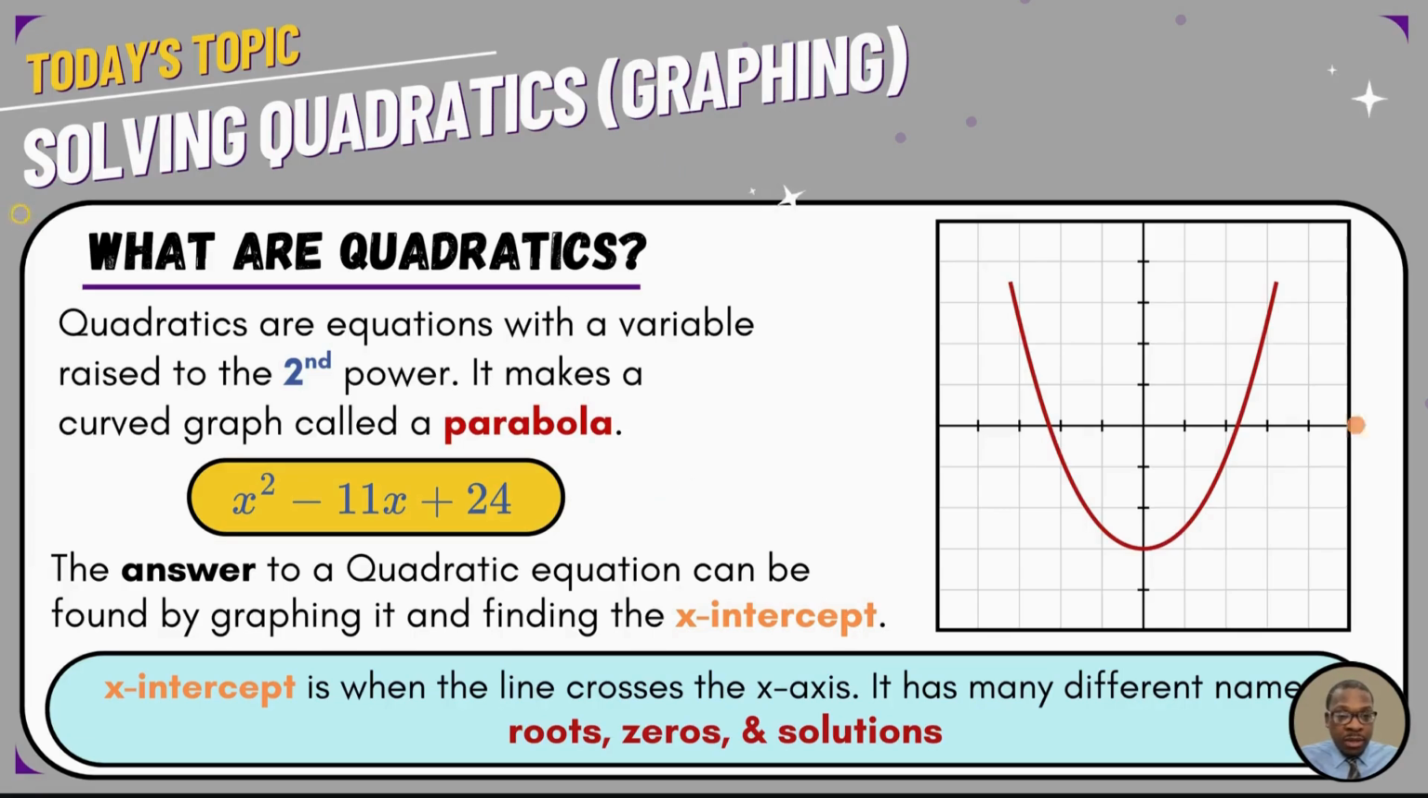Now, when we look at this parabola, we can see our parabola has an x-intercept here and an x-intercept here. Parabolas can cross twice, they can cross once, and they cannot cross at all. The answer or the solution to a quadratic problem is where the parabola crosses the x-axis. They're known as the x-intercepts.